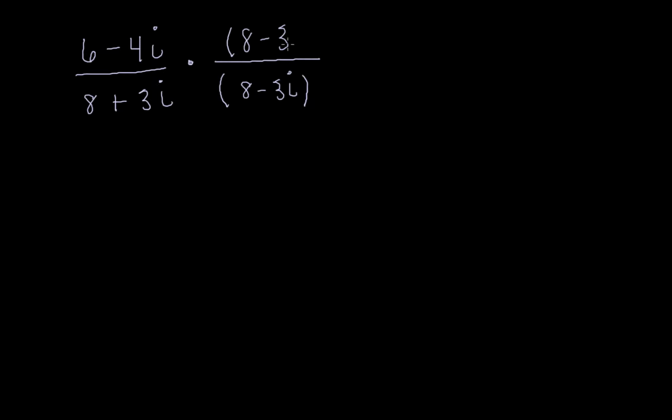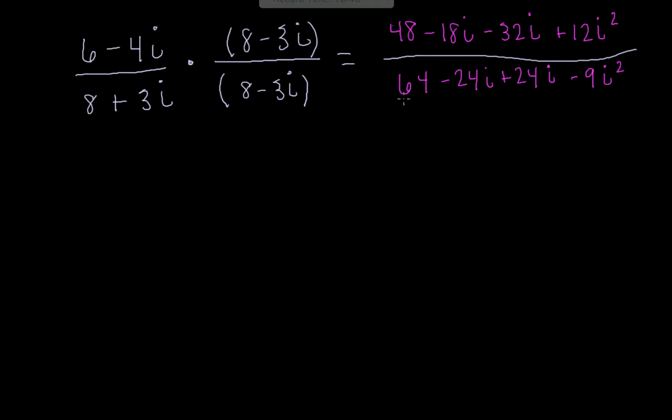8 minus 3i. I'm going to go ahead and give you a second to pause this here. And before you simplify anything, just write it out. So you should have 4 terms on the top and 4 terms on the bottom. Let's see what you end up with. Hopefully on the top, you ended up with 48 minus 18i minus 32i plus 12i squared. And on the bottom, 64 minus 24i plus 24i minus 9i squared.